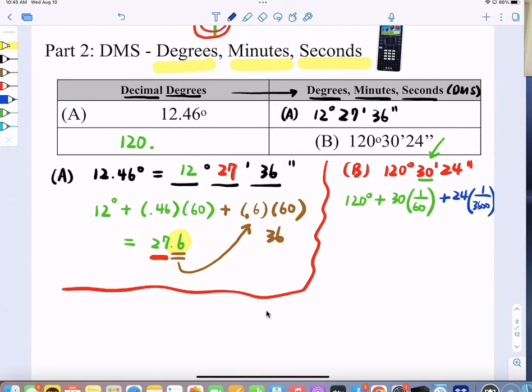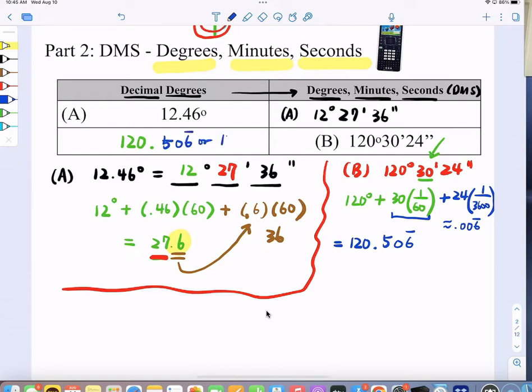Let's let that digest a little bit, okay? And when you do the calculation here, I get this: 120 point, this is 0.5, okay? And this guy becomes 0.006, okay? So it's 0.506, like that. So it becomes 120 degrees, 0.506. This is good enough.